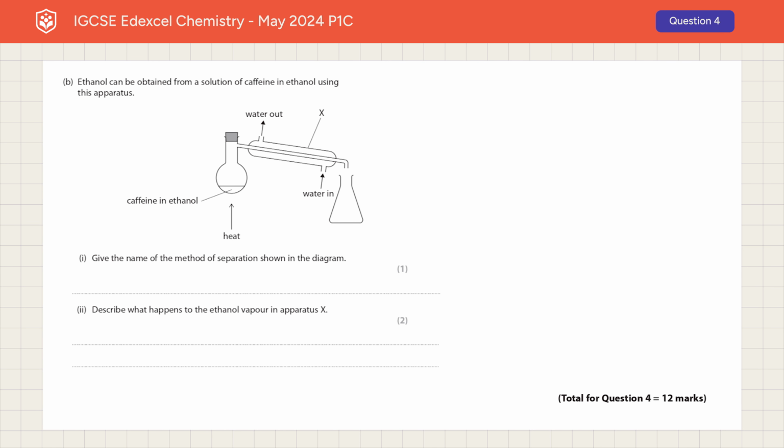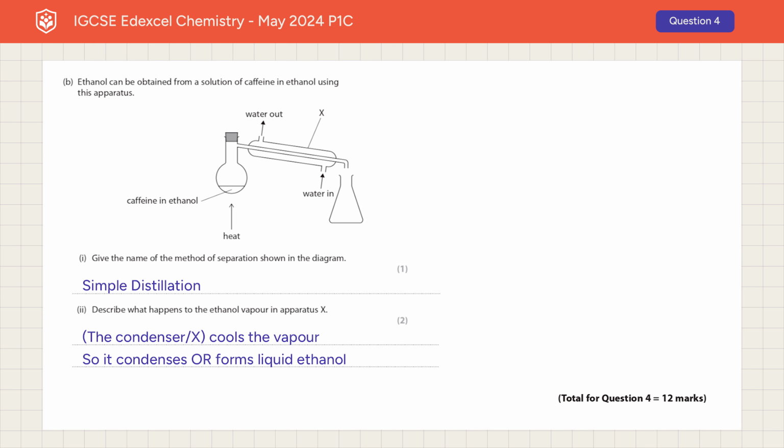Now, part B, the question then asks about how ethanol can be extracted from a solution of caffeine. The separation method shown is classic simple distillation. The mixture of caffeine dissolved in ethanol is heated. Ethanol has a much lower boiling point. Its vapor rises, enters the condenser, that's apparatus X, where it's cooled by the cold water jacket and condenses back into pure liquid ethanol, which is collected.